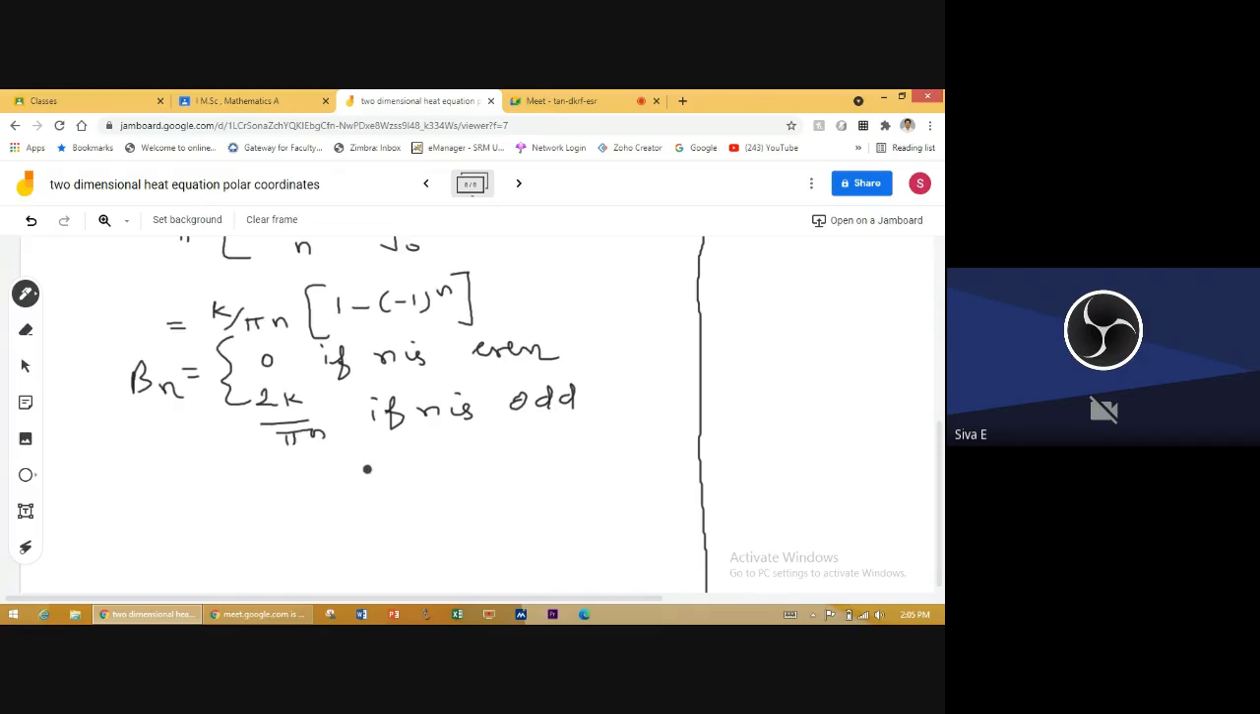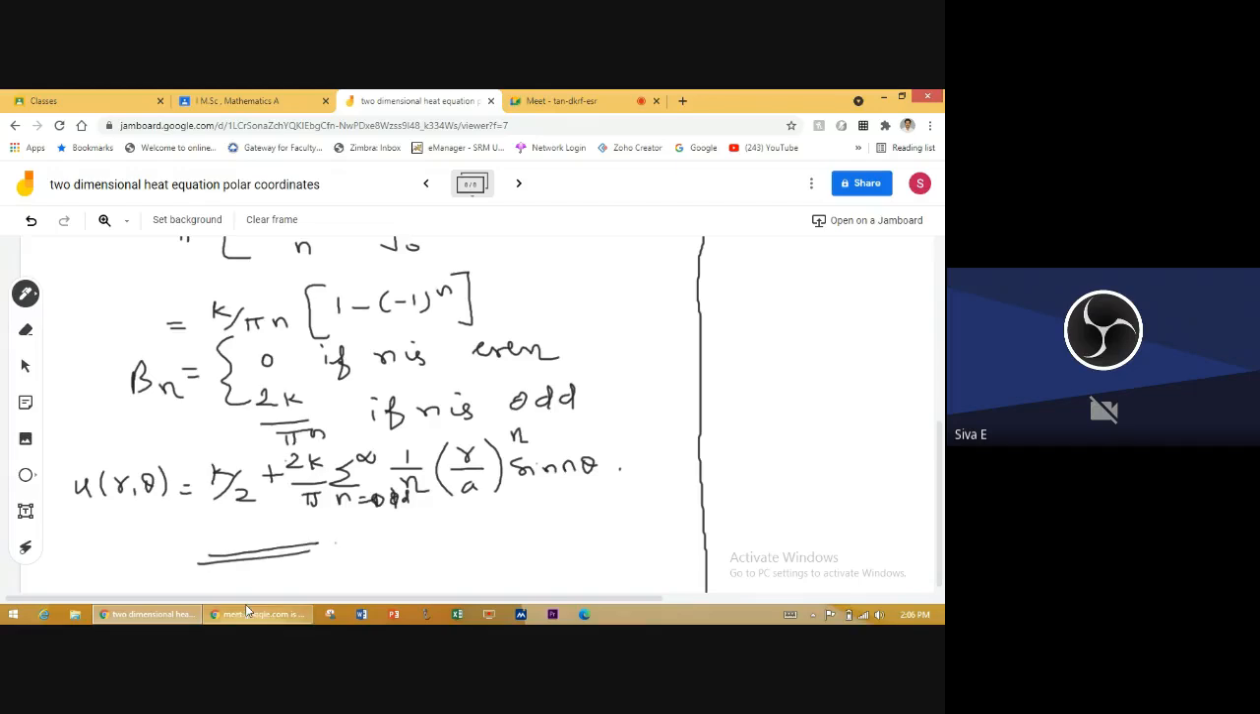If n is odd. So what should be the final answer? u of r comma theta equals k by 2 plus 2k by pi, summation of n equal to 1 to infinity, n is odd, of 1 by n, r by a whole power n, sin n theta. The answer.